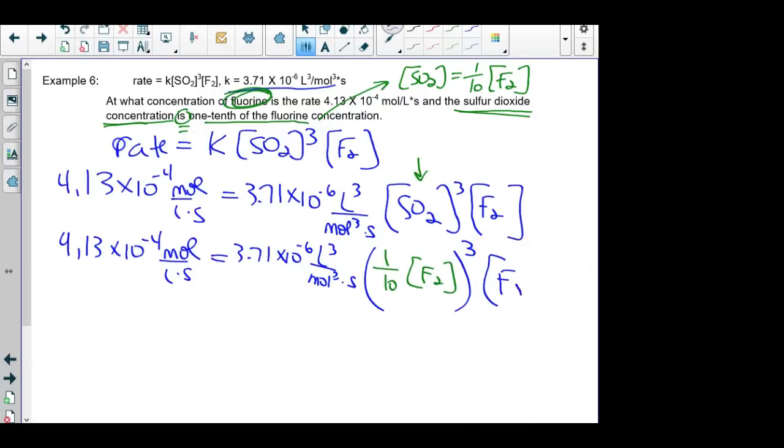And then I'm going to finish my expression. Let me remind you what I'm talking about here. I knew that SO2, apologize if I've said SO3, I keep saying that. SO2 here is to the third order, so where I saw SO2, I plugged in the substitution of 1/10 F23. All right, now we only have one unknown.